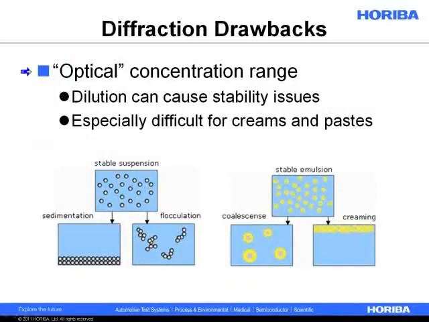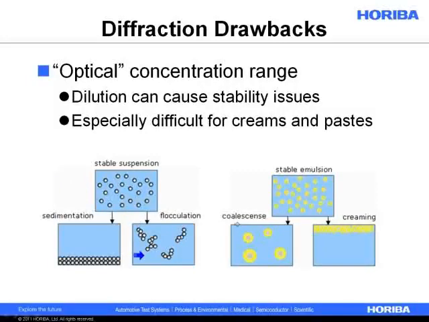We can also think of a drawback in that diffraction requires a quote-unquote optical concentration range. Because you're investigating it with light and you only want the light to hit one particle on its way through the measurement zone before it hits the detectors, a lot of times you'll have to dilute your sample. If it's a powder, it doesn't really make a difference, but if you're dealing with a very high concentration paste or cream, a lot of times you can run into dispersion issues because dilution can cause stability problems. You have a very nice stable cream dispersion, but as soon as you start diluting it, you get flocculation.